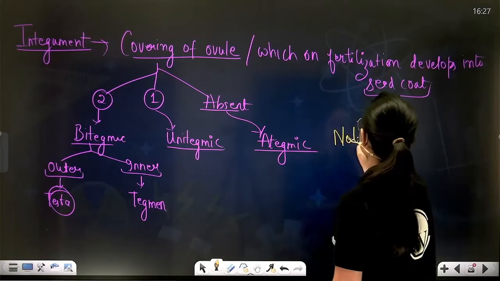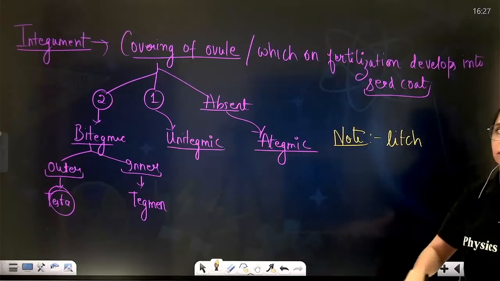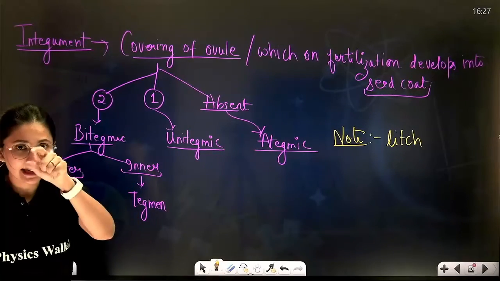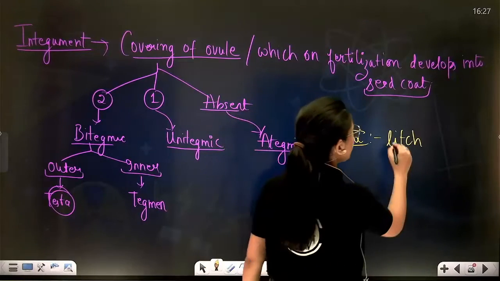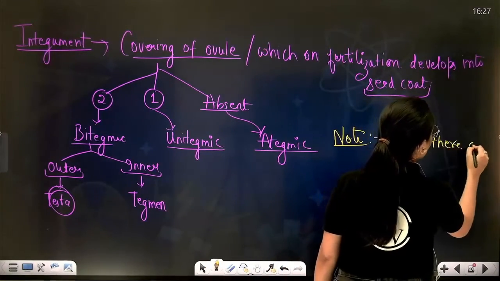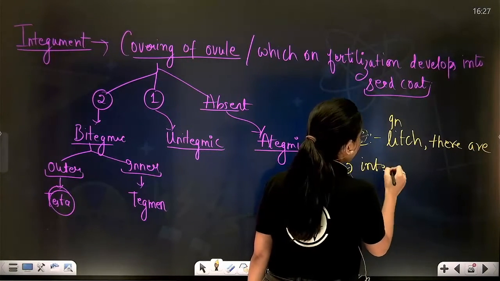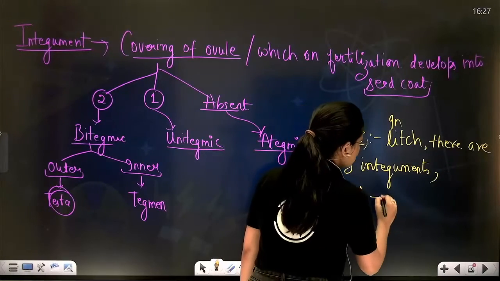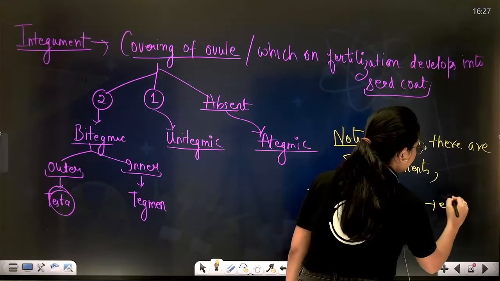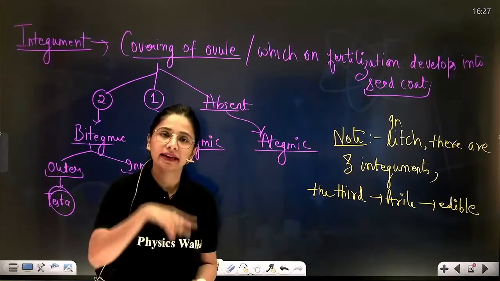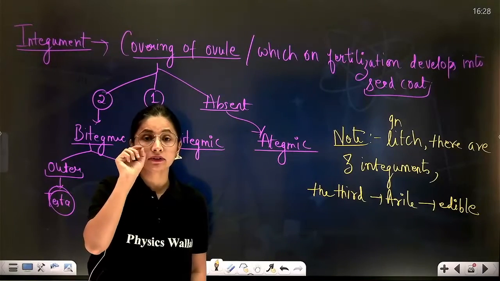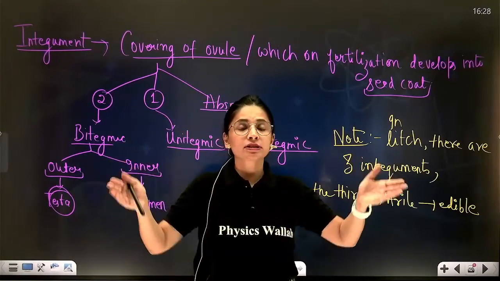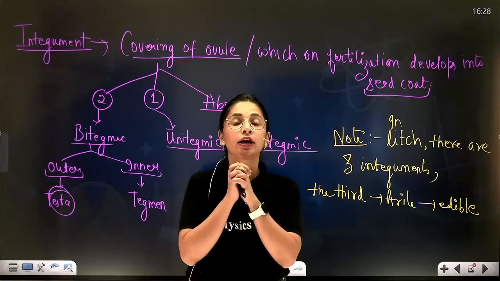In case of lychee, there are 3 integuments. In case of lychee, instead of 2, there are 3 integuments. The third integument is called aril, and that aril is the only edible part which you eat actually. In lychee, there are in total 3 integuments, correct? The third one is known as aril, and actually it is the edible part. This aril is only edible. Remaining is seed which you throw out. The edible portion which you eat in lychee is the third integument, which is aril. Understood?